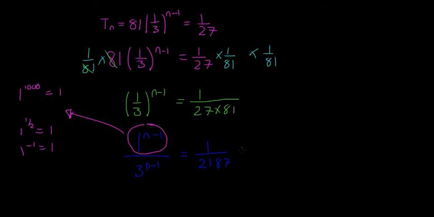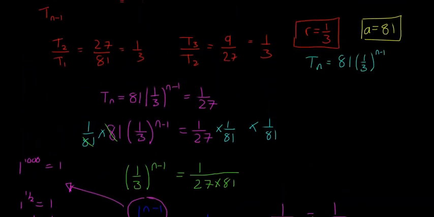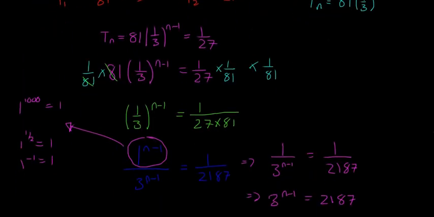So then I'm just going to write that over to the side, it's going to be 1 divided by 3 to the power of n minus 1 is equal to 1 over 2187. And what we can do here is we can just get rid of the 1 over, so that means it's going to be 3 to the power of n minus 1 is equal to 2187. So we just kind of got rid of the 1 over there. So the algebra here is a little bit tricky. It's actually probably the trickiest bit about the question rather than the sequence bit itself.